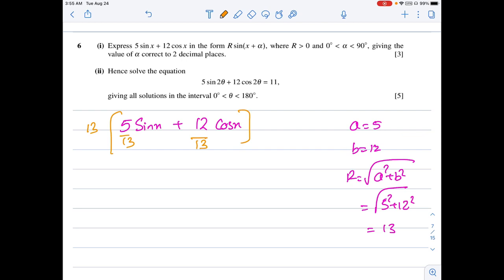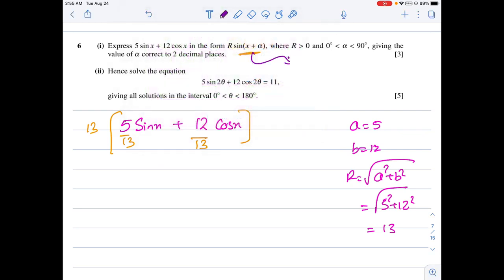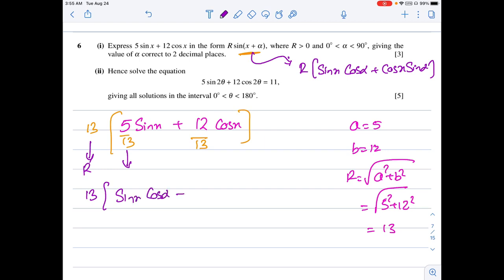Now in the question it is being asked sin of x plus alpha. What is sin of x plus alpha's expansion? It becomes sin x cos alpha plus cos x sin alpha. We see that sin x is associated with cos alpha. So this is going to be r, 13, and 5 upon 13 is going to be cos alpha, whereas 12 upon 13 is going to be sin alpha.